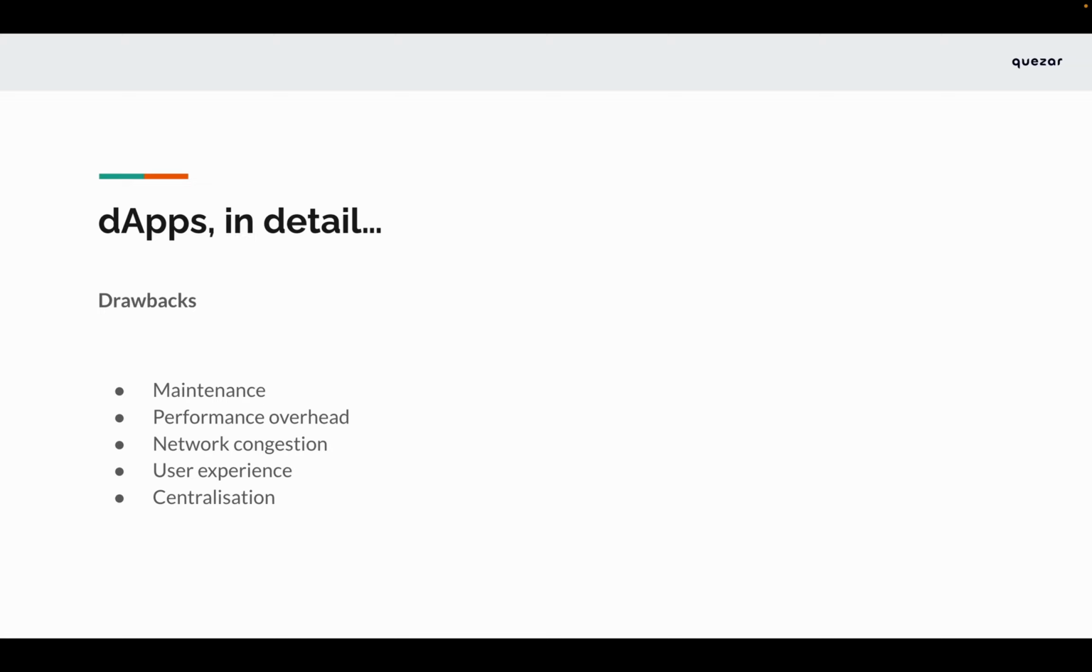Now there are some drawbacks to dApps as well. They require maintenance. dApps are very hard to update and any security risk may cost a lot. So once you deploy code on the Ethereum network, it is essentially immutable, because it is deployed as a part of an account address and you cannot really modify the code once it's deployed.